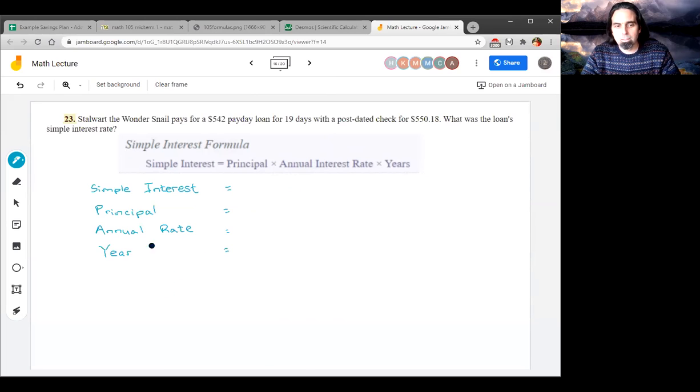Okay, so I got my setup. He pays $542 for a payday loan, simple interest, 19 days. So that's going to be 19/365 of a year. He has a post-dated check. And what's the loan simple interest rate? So this is what we're solving for.